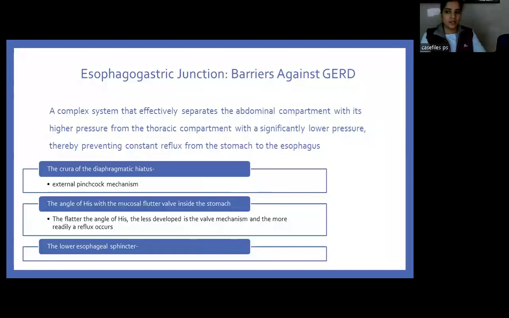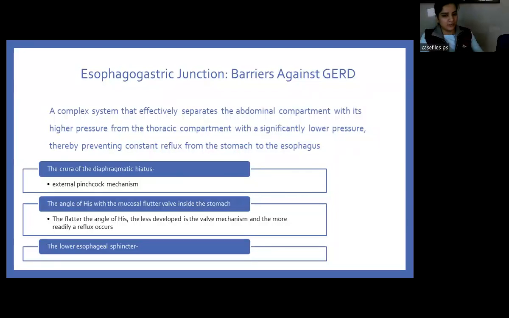For gastroesophageal reflux, there is a physiological barrier, which includes the esophagogastric junction. It's a complex system that effectively separates the abdominal compartment with its high pressure from the thoracic compartment with a significantly low pressure. Thereby, it prevents the constant reflux from the stomach to the esophagus. It consists of 3 parts. First is the crura of the diaphragmatic hiatus, that is the right side of the crura of the diaphragm. It has an external pinch-cock mechanism that prevents reflux.